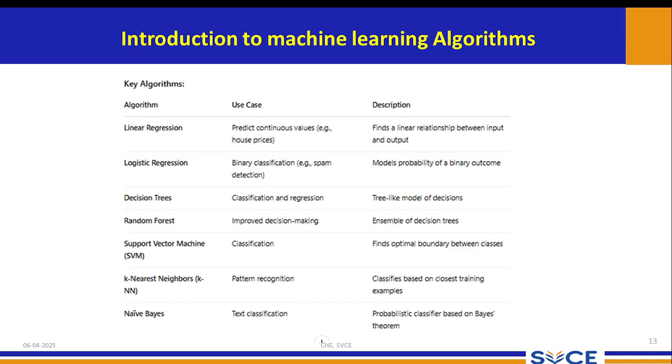Algorithms for supervised learning: linear regression, logistic regression, decision tree, random forest, support vector machine, k nearest neighbors, and naive Bayes. Out of these, we will see an example for random forest and support vector machine, and when we need to go for this type of thing, with chemical engineering examples.